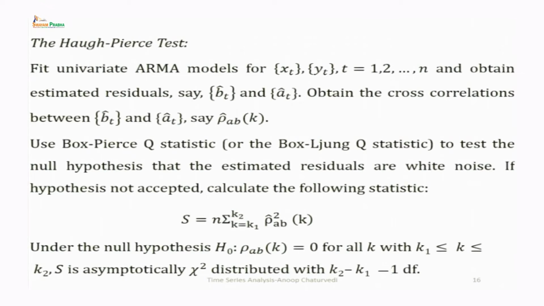Remember that we have already shown that if you have an ARMA representation for the individual series x_t and the individual series y_t, and if there is no causality, then the corresponding residuals are uncorrelated. And this test uses the same logic. Say we fit ARMA models for the individual series, we compute the estimated residual series, say B_t hat and A_t hat, and then we obtain the cross correlations between these two estimated residual series, say rho hat AB(k). Then we use the Box-Pierce Q statistic or Box-Ljung Q statistic to test the null hypothesis that the estimated residuals are white noise.